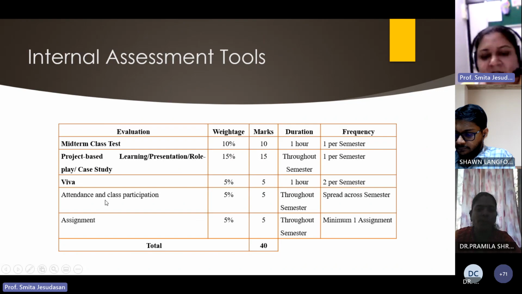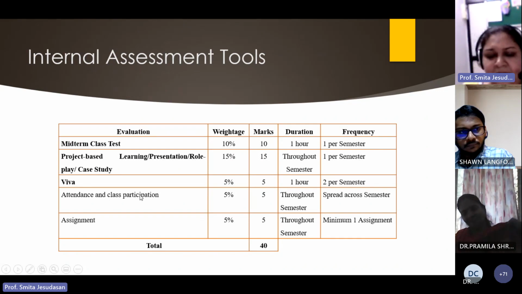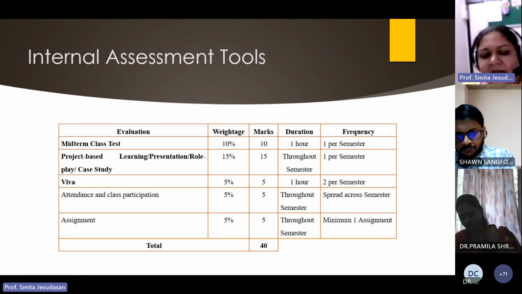And then we have class participation. Now, this class participation is spread across a semester. We might have some online tools used in the class, some debates in the class, group discussion activities in the class. So we measure the class participation of students in all these activities. So this is evenly spread across the semester.